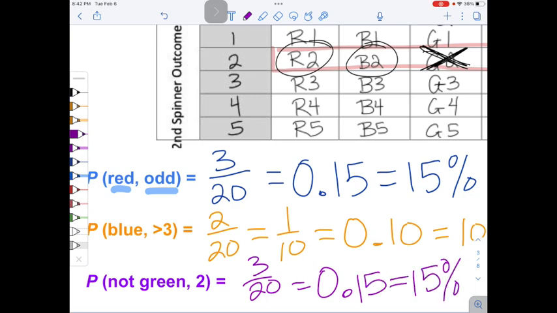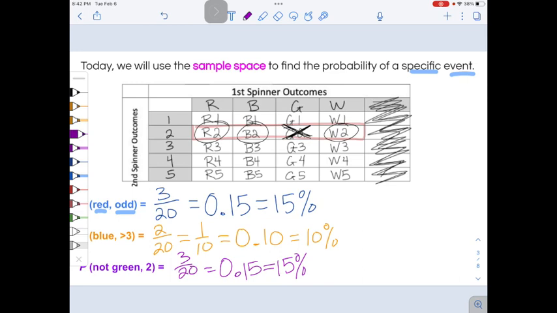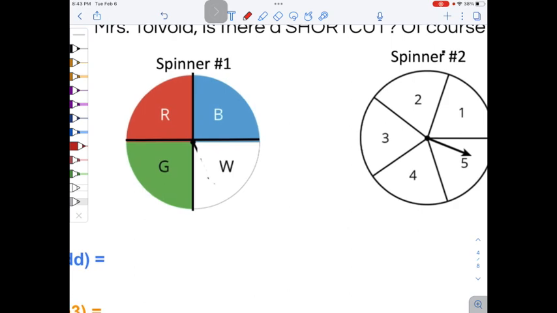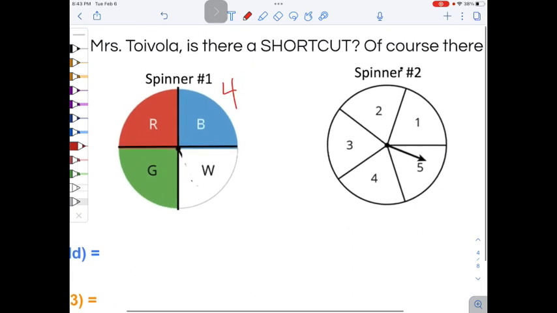Not too bad. The part that's tricky about this is that you have to actually make this sample space. So is there a shortcut where you can figure out the probabilities without making the sample space? Why, yes, of course there is. And it has to do with knowing these times things, right? So here's what I mean. There are 4 outcomes on spinner number 1, and there are 5 outcomes on spinner number 2. That means that there are 20 outcomes.